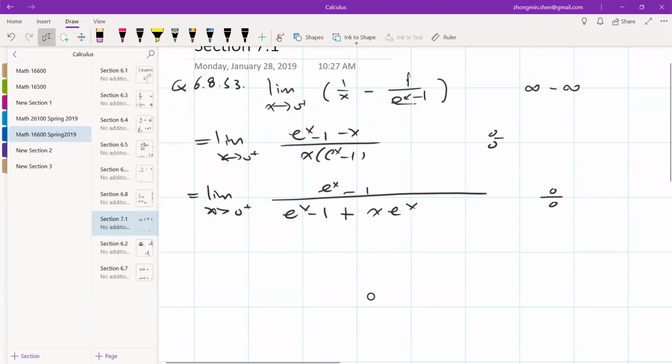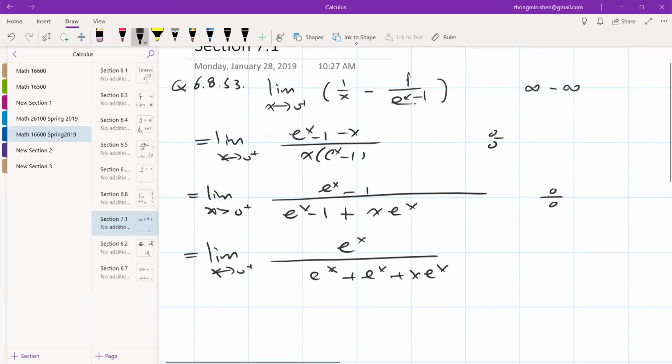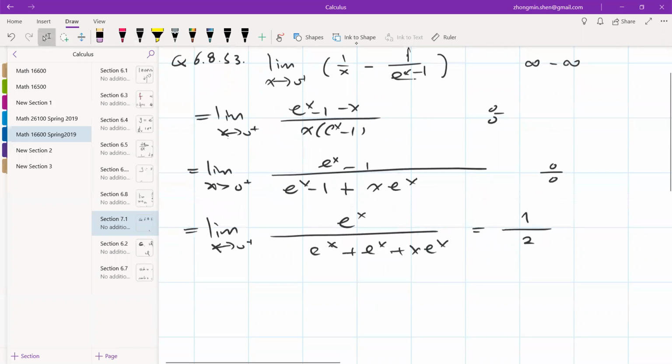So you continue and differentiate the numerator and denominator. So you get e to the x, and here's e to the x. The derivative of x times e to the x will be e to the x plus x times e to the x. Okay, so now this is not going to be 0 over 0 type, because when you plug 0 for x, you get a 1 in the numerator. But the denominator also is not going to be 0. So it's going to be 1 over 1 plus 1. That's 2, 1/2. So we are done with the problem. The answer is 1 over 2.